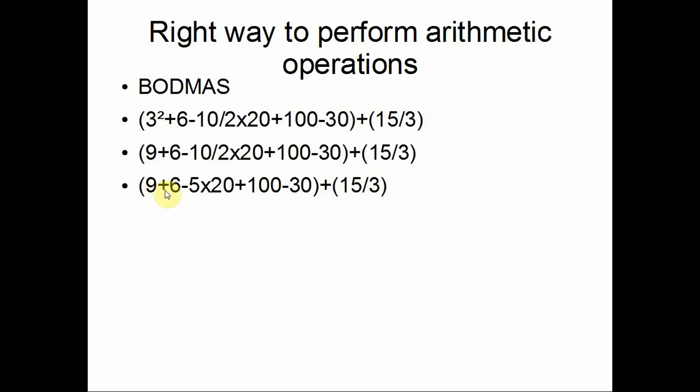So 9 plus 6 minus 5 into 20. 5 into 20 is 100, and we simplify this further. It goes up to 9 plus 6 minus 100 plus 100 minus 30. Now, the last two letters stand for addition and subtraction.